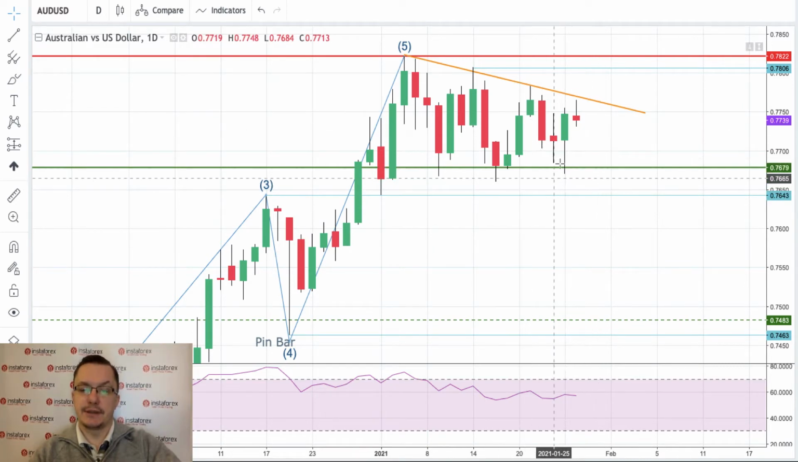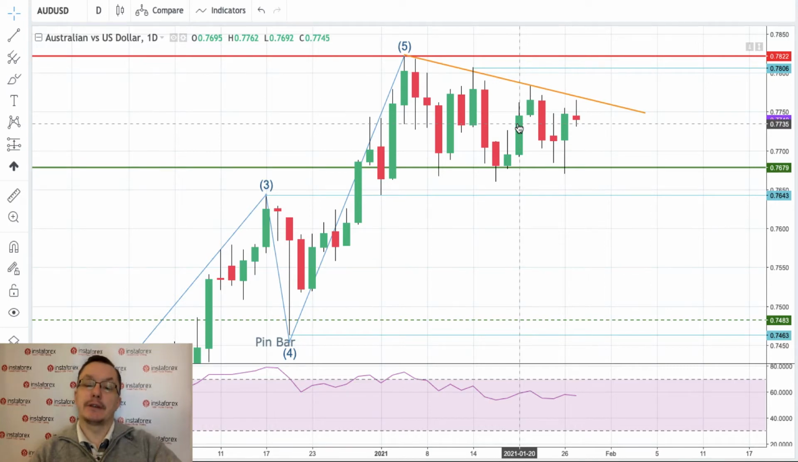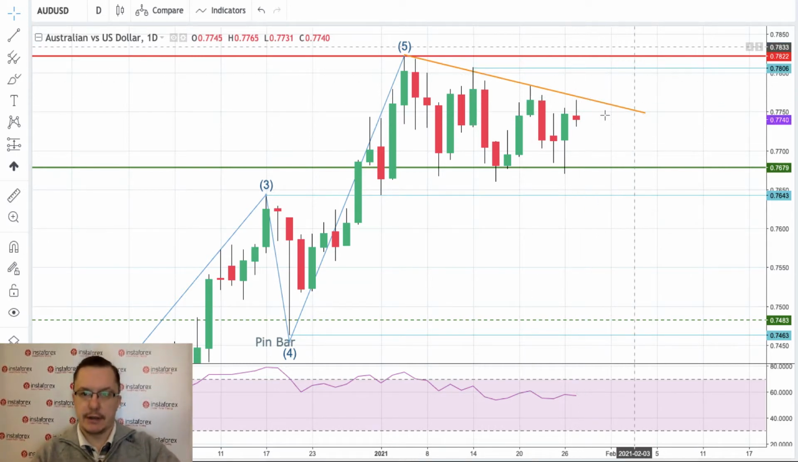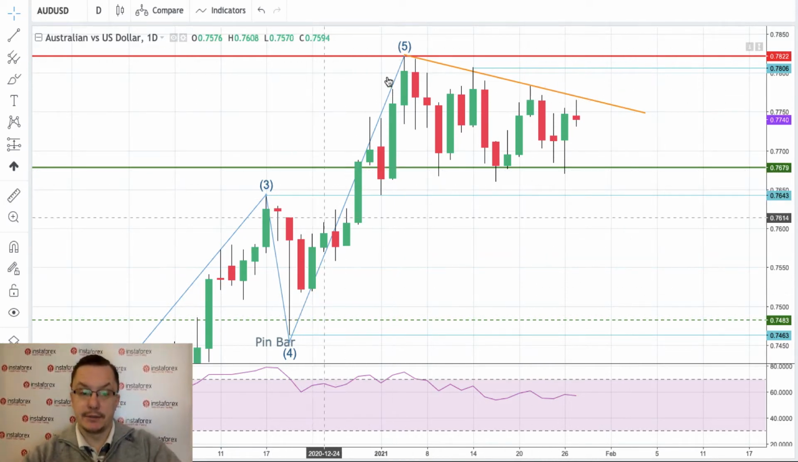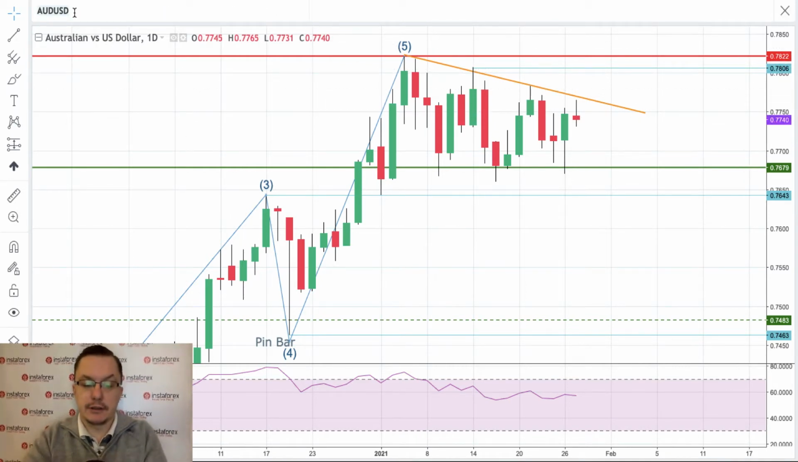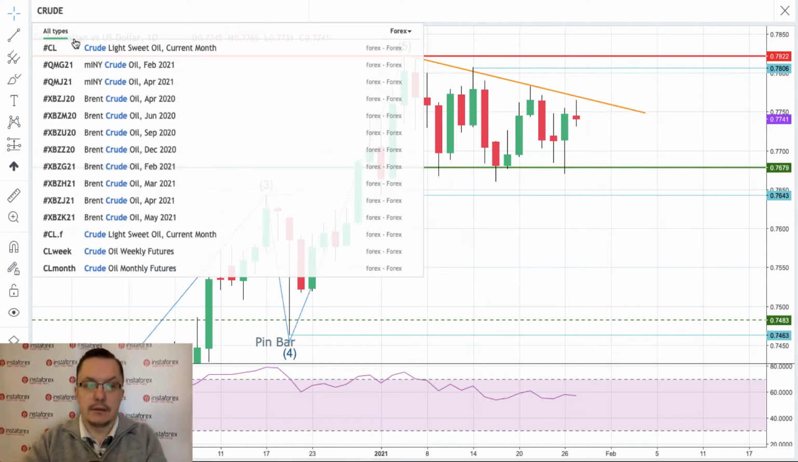If those two levels are clearly violated, there is a daily candle close below these levels, then of course we go towards 7,483. But if the American dollar will keep trading on the lower levels and there is no reversal, no correction, then of course we should expect some kind of a rally higher, maybe not as dynamic as it used to be, but some sort of a test of 7,822. So this is the current situation on the Australian dollar. Let's take a look at the crude oil.